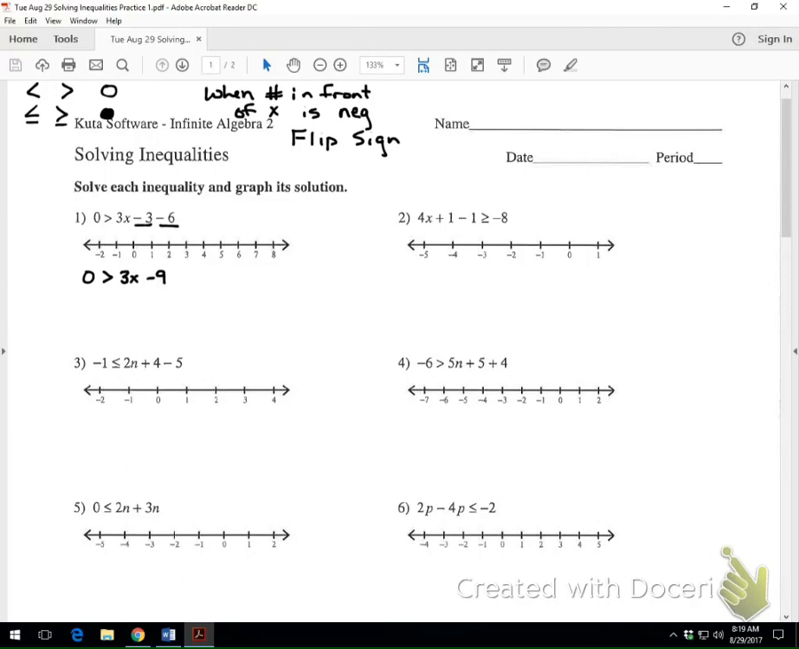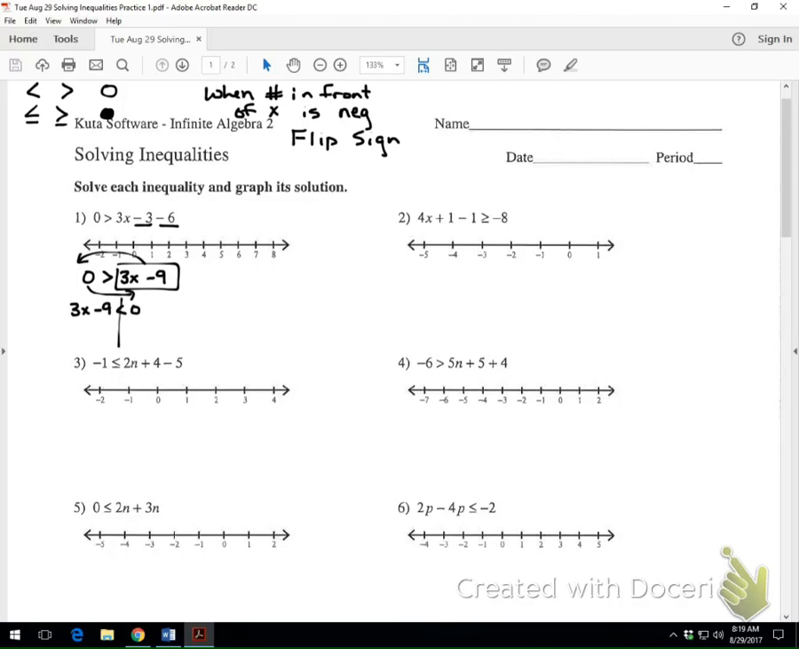Now, I want to make this a mirror image because you guys are not used to seeing the letter on the right side. You're used to seeing it on the left side, correct? So I'm going to rewrite it: 3x minus 9 is less than 0. I'm just going to flip everything. So basically I took all this, moved it over here, took this 0, moved it over here, and flipped my sign. That's all I did.